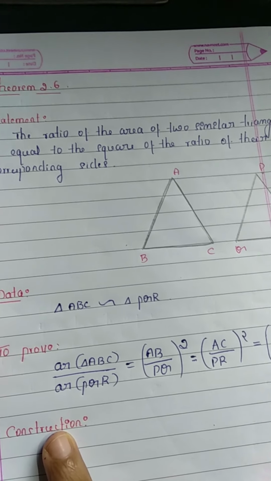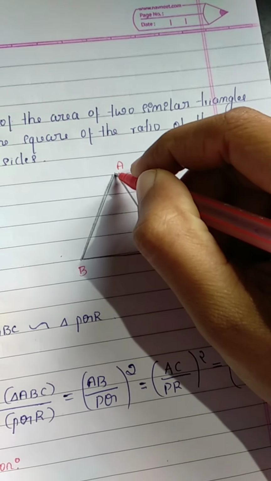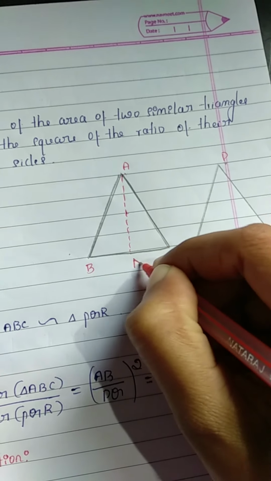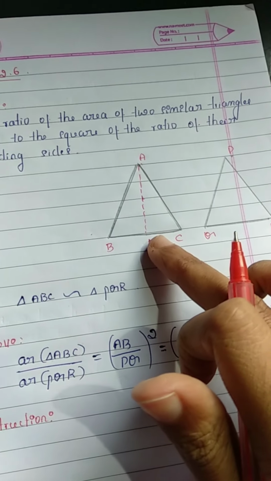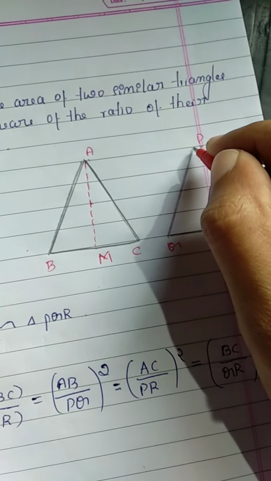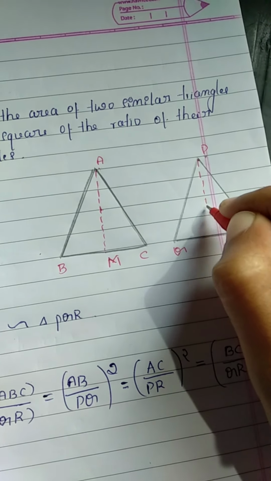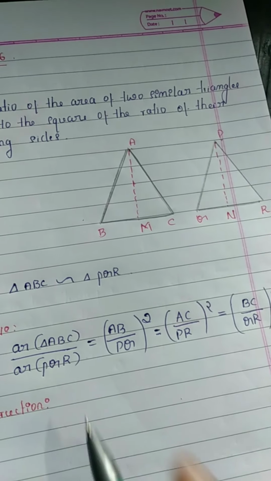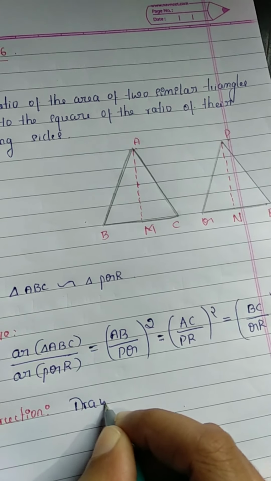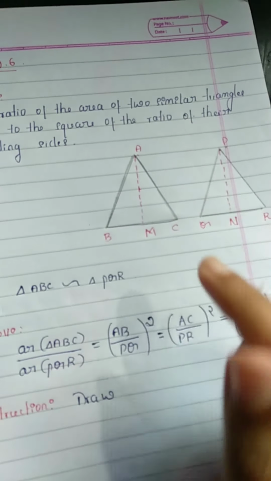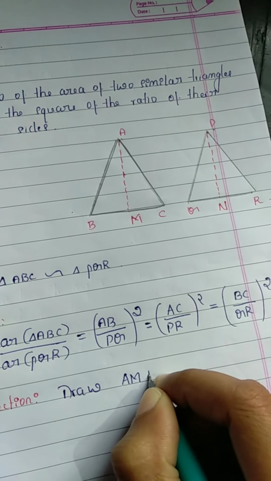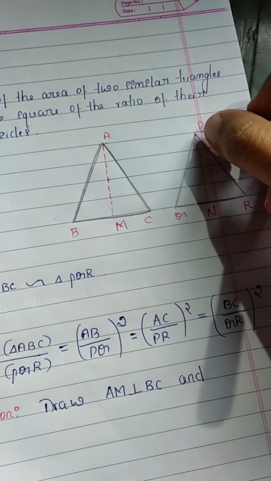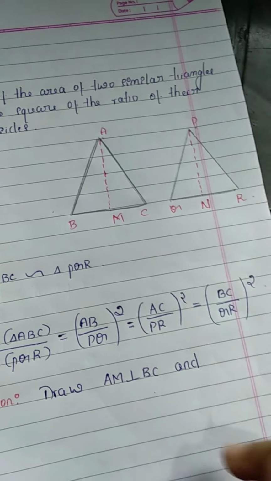After that, construction: draw one line, name it as M. So draw AM perpendicular to BC, and similarly in the second figure draw PN perpendicular to QR. Draw AM perpendicular to BC and draw, in the second figure, PN perpendicular to QR.